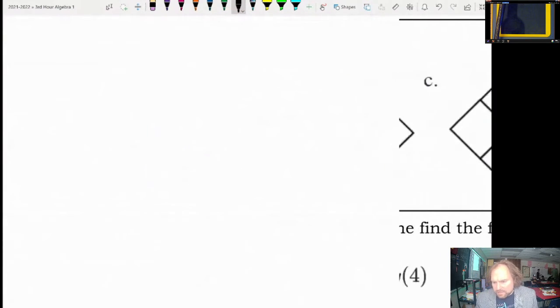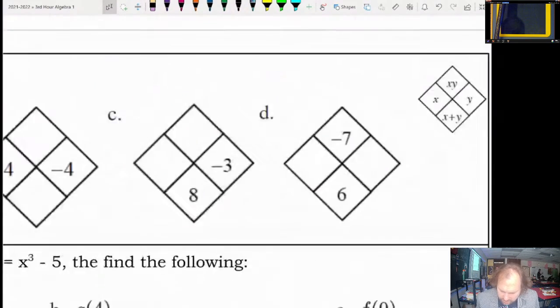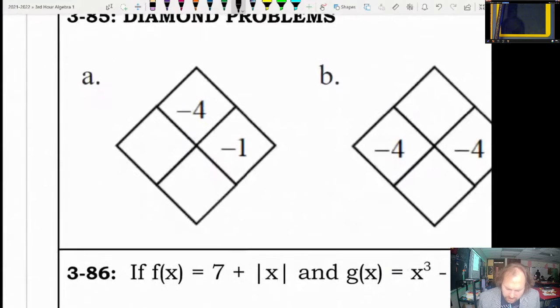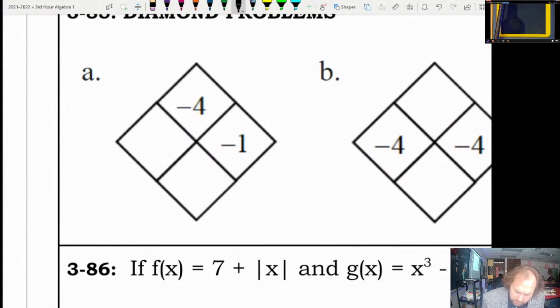Next, we have a set of diamond problems to do here. Remember, the key is up there. We're going to multiply to get the top number and add to get the bottom number. Now in this first problem, we're given one of the two numbers and we're given the multiplication. We know that -1 times some number is -4. That number has got to be 4 right there. And then if you add them together, it's 3.